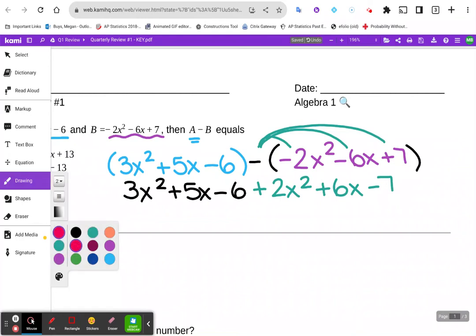Now, once we've made it to this point, you're combining what's known as like terms. Remember, a like term is a number, a letter, or a letter with the same exponent. So here, I can see that these two both have x squared attached. So I'm just adding the coefficient in front, the number in front, to get 5x squared.